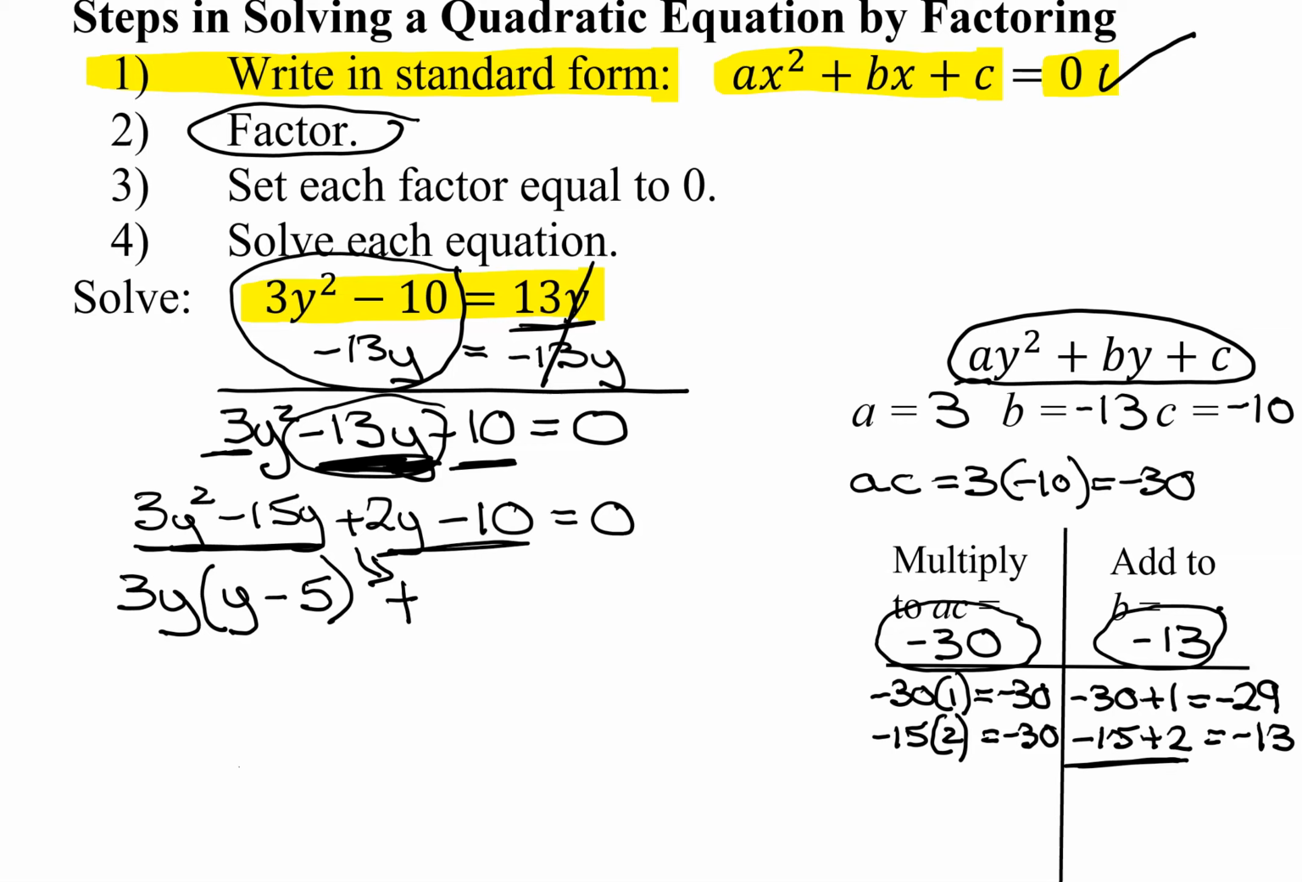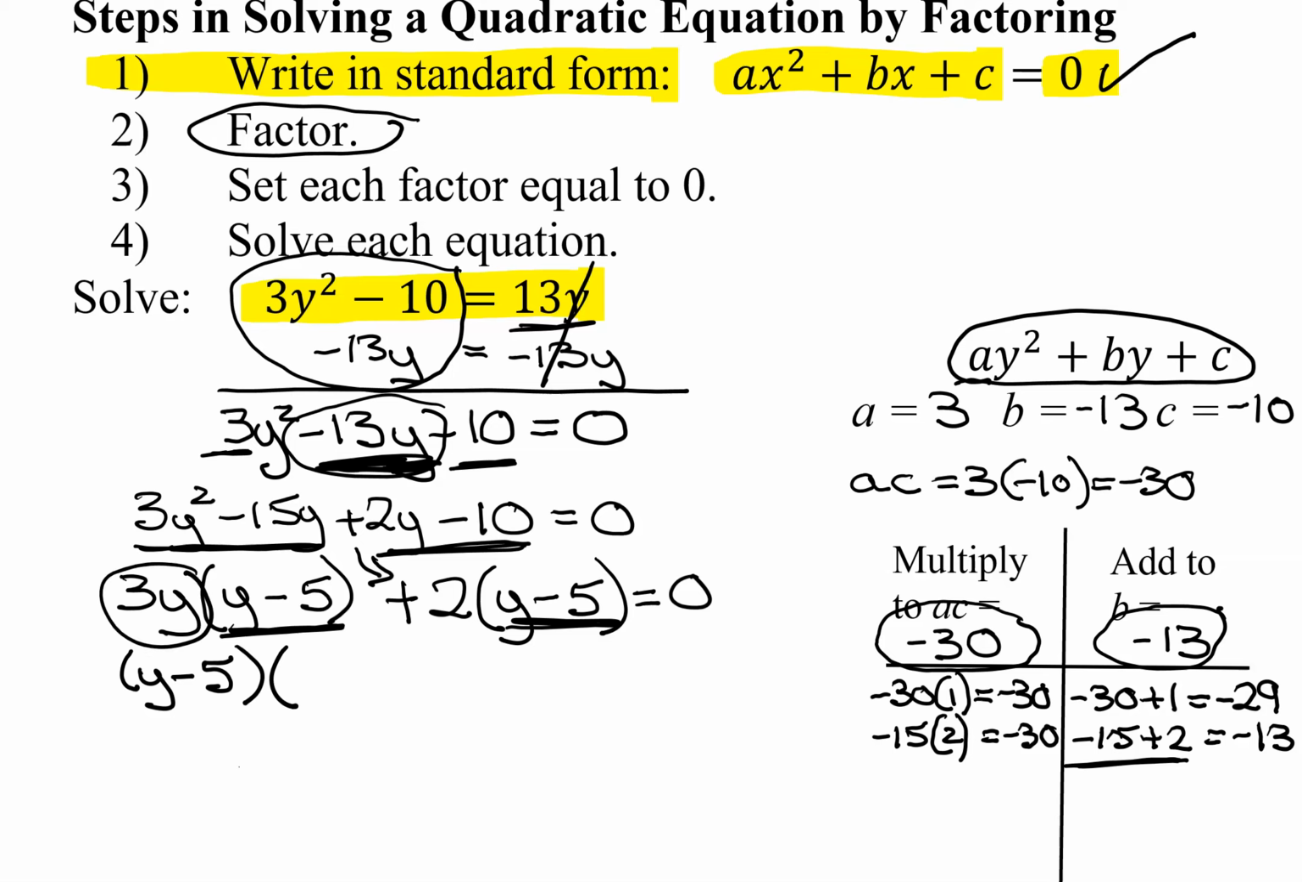And what do the last 2 have in common? I think they have in common a 2. So I factor 2 out of 2y. It's going to give me y. Factor 2 out of negative 10. It's y minus 5. Now, is this binomial the same as this one? Yes, that is my common binomial factor that I can factor out in front. And what does it leave behind? 3y plus 2.